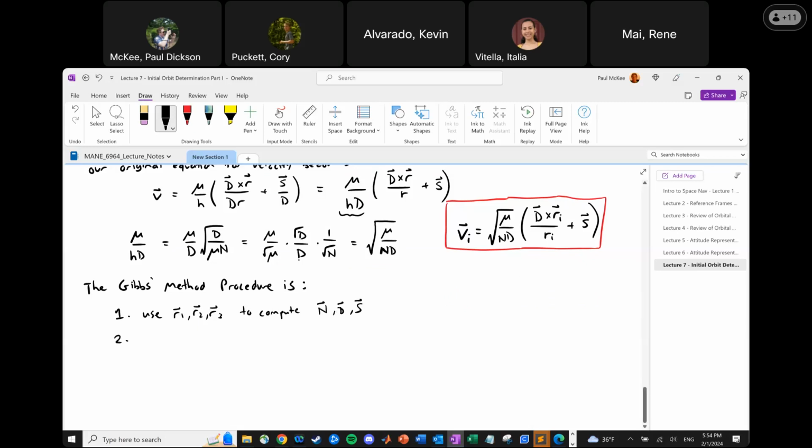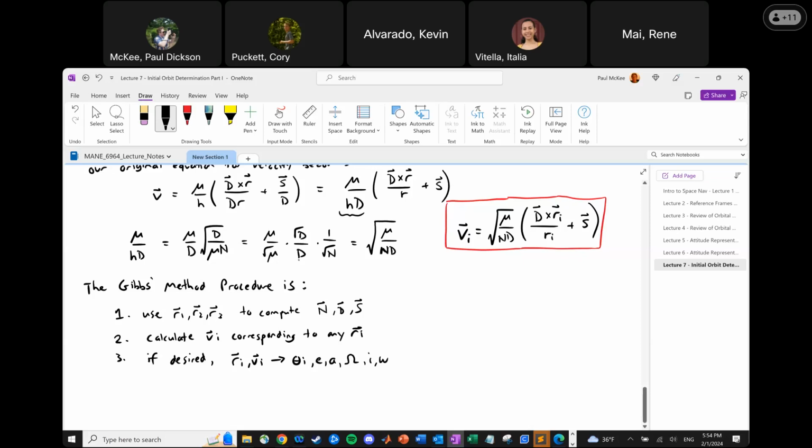Next, calculate VI corresponding to any RI of your choice. And then 3, if desired, your choice, you can say RI and VI can be used to compute theta I, E, A, omega I, and omega, right? You can find the orbit elements. That's if you want to.